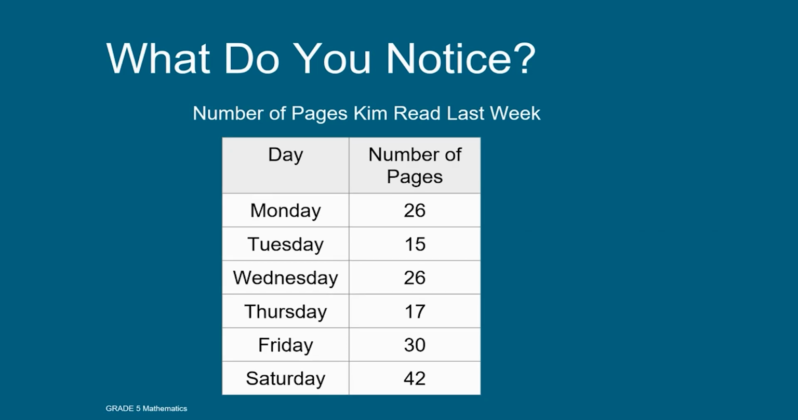I also noticed that Kim read the most number of pages on Saturday and the least number of pages on Tuesday. And I remember from last week's lessons that the range of the data is the difference between the greatest and the least data values. So in this case, the range would be 42, which is what she read on Saturday, minus 15, what she read on Tuesday. And that's the same as 27. So the range is 27.